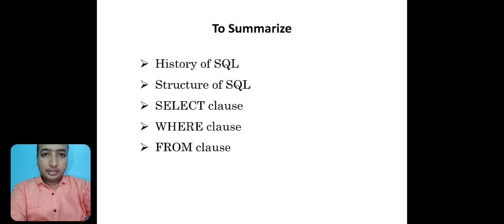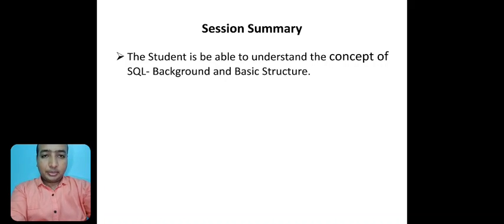Understood? Is it fine? Okay, so the session summary is: the student is able to understand the concepts of SQL in detail, the background and the basic structure of SQL. Specifically, we learned about the select, from and where clauses.